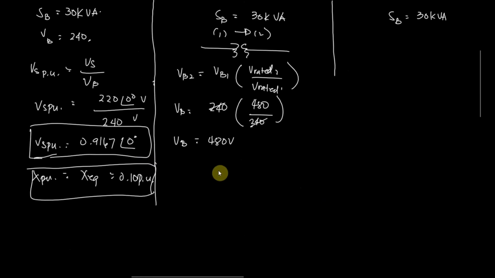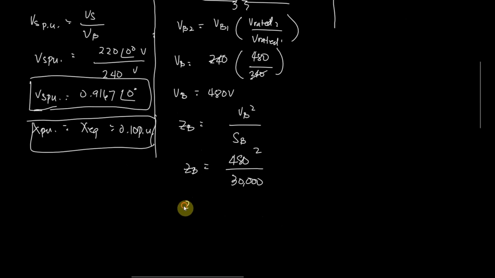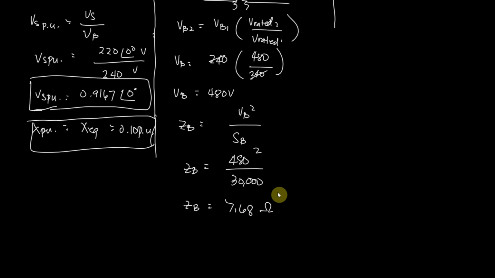Since we already have the base voltage, we can get our base impedance using our power formula, which is V base squared over S base. So the base impedance is equal to the V base, which here is the converted base voltage, 480 and not 240, squared, divided by 30,000, which is 30 kVA. When we calculate that, our Z base is equal to 7.68 ohms.